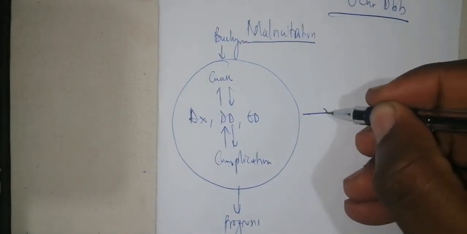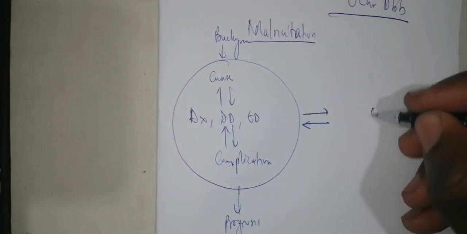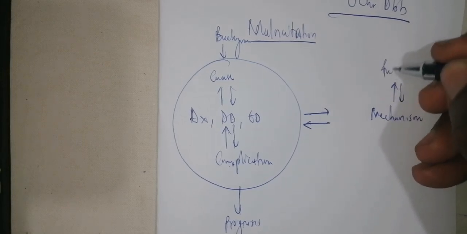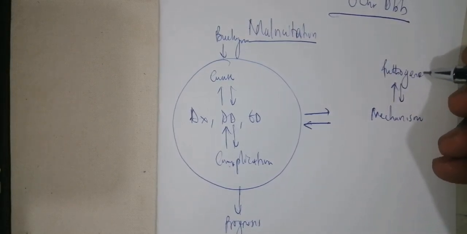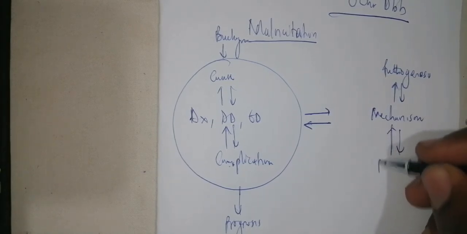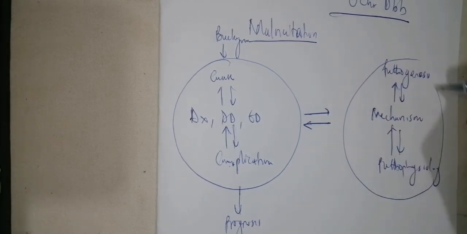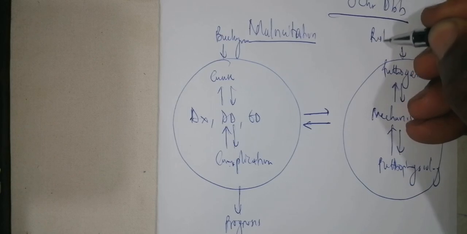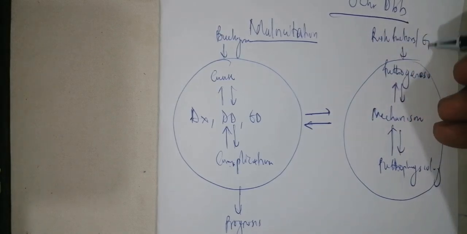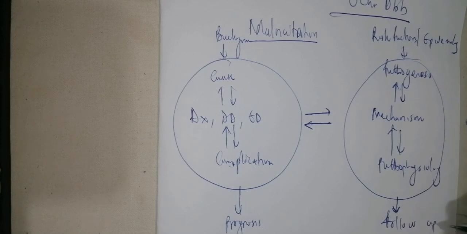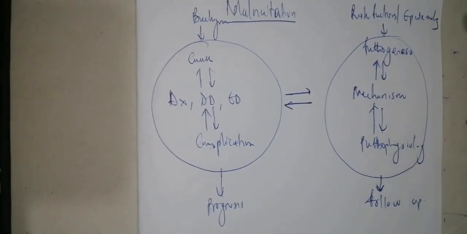So this diagram corresponds to another diagram where the disease is going to correspond to the mechanism of the disease. Then you're going to have the pathogenesis for the cause. Then for the complication, we have the pathophysiology. Then outward, the background corresponds to the risk factors and the epidemiology, while the prognosis corresponds to the follow-up. So this is how we're going to schedule our tutorial on malnutrition.